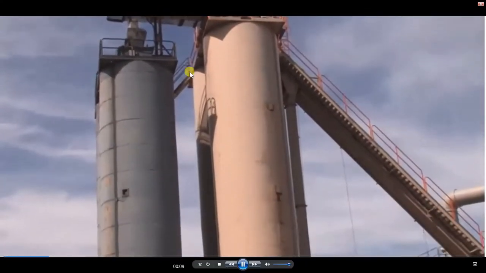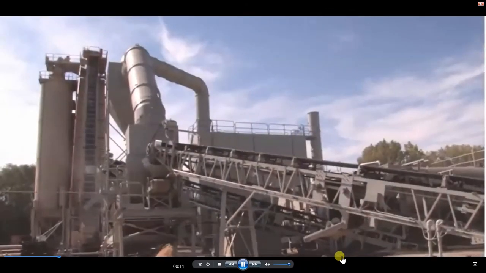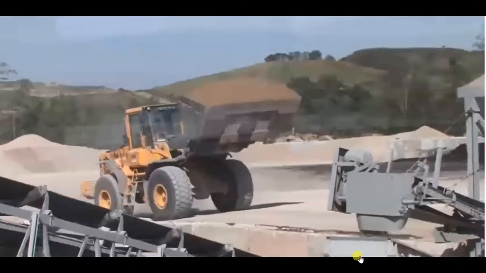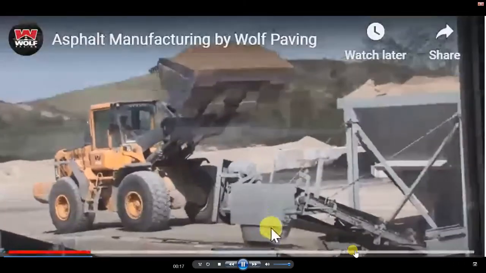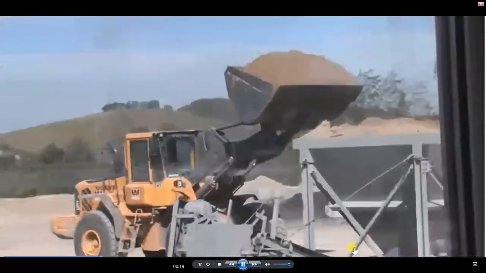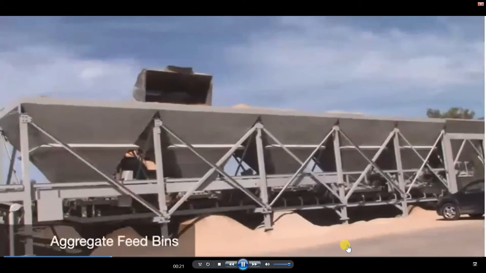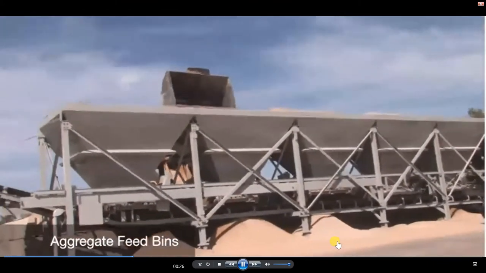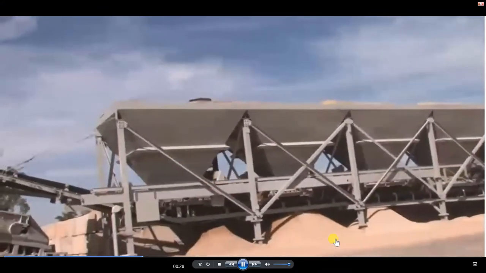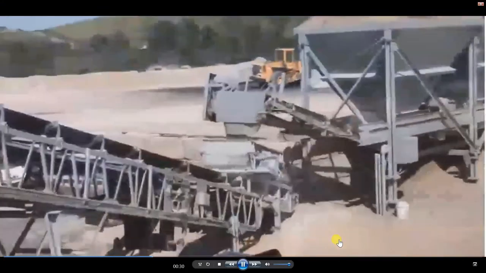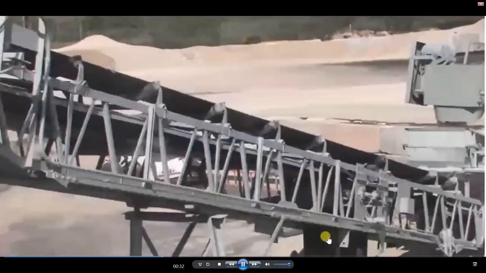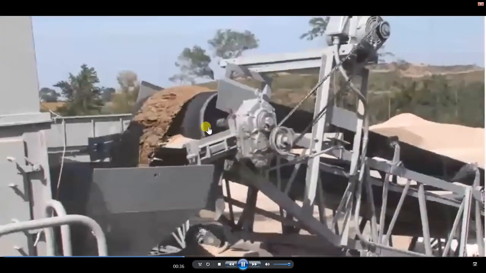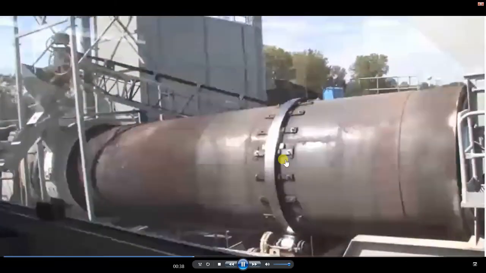At Wolf Paving, we take asphalt seriously and are proud of the asphalt we produce. Wolf Paving is a third-generation family-owned paving company that's been in business since 1941. To produce our asphalt, we use various sizes of aggregates and two different sands, manufactured and natural sand, depending on the mix being produced. The aggregates are loaded into the feed bins, and the computer controls the amount of aggregate that goes into the asphalt mix. An infinite number of mixes can be produced based on the job specifications. The aggregates then come out onto the conveyor and go into the dryer to be mixed.